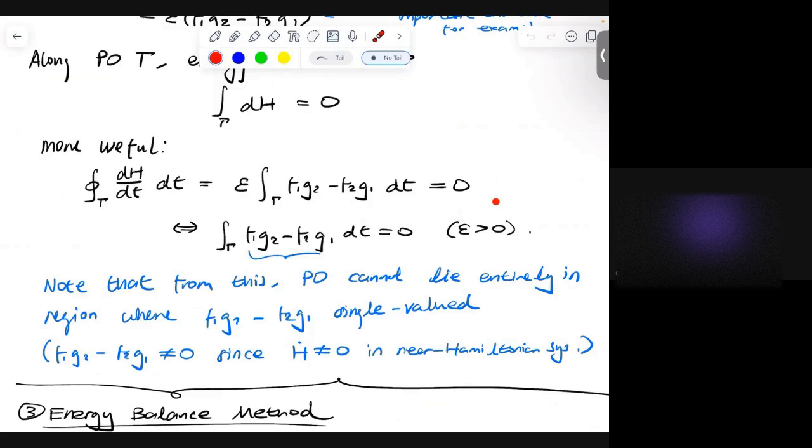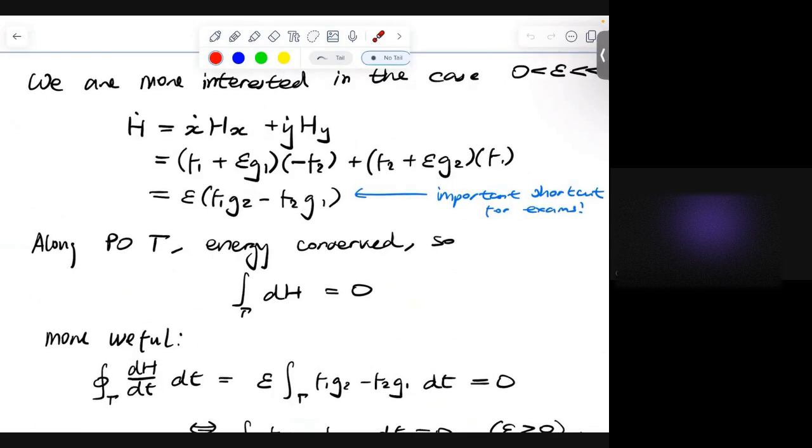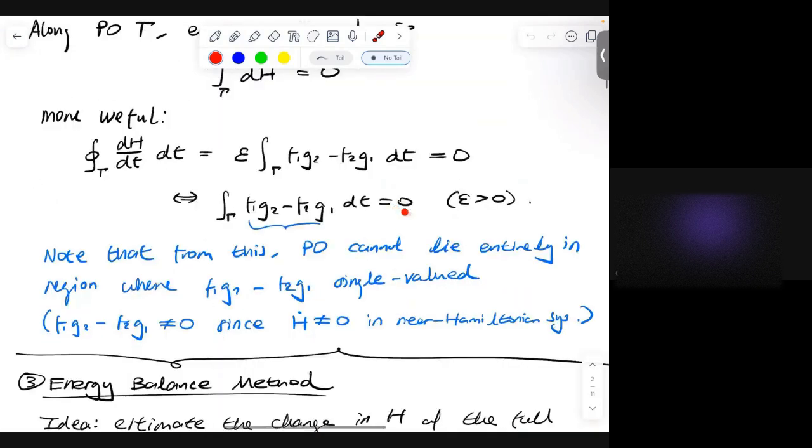In order for us still to have a PO, for this PO to be preserved, we must have this relation holding. In other words, the change in the system, including the perturbation, is still 0 over one period.